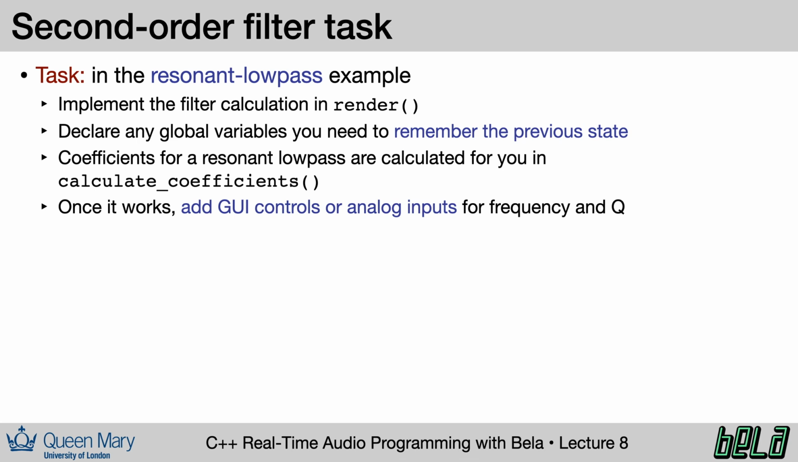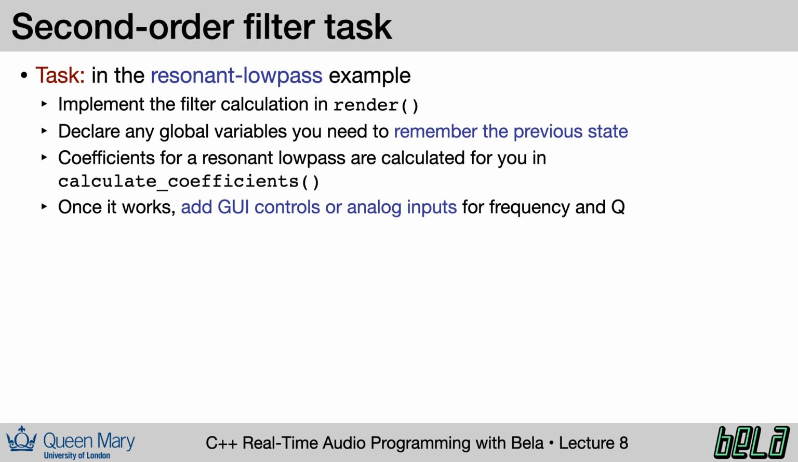In the next task, you have a project called resonant lowpass. This is a special case of a second-order IIR filter that implements a low-pass filter which has a variable Q that you can use to make a resonant peak. Resonant low-pass filters are commonly used in modular synthesis. The equations for calculating the coefficients are already given to you, and I'm not going to talk about those here. Your goal is to take those coefficients and implement the filter calculations inside of render.